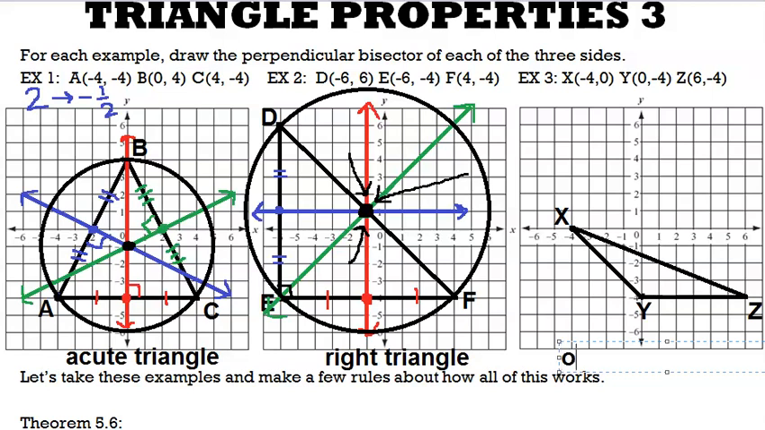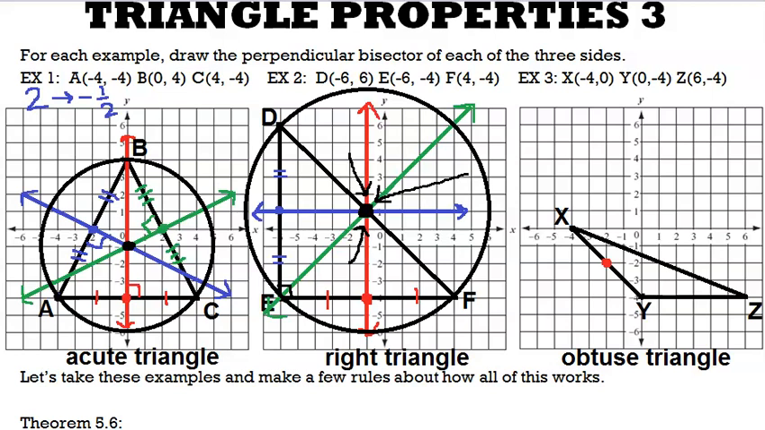All right, we're going to do one more example of this. This one is with an obtuse triangle. And you need to pay close attention to this. This is usually the one that kids get wrong. It's not any fault of their own. It's just the way that it works.